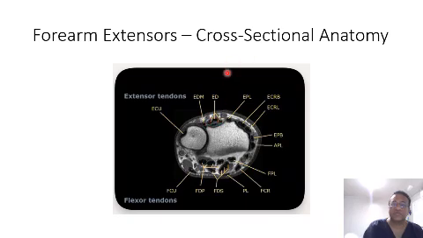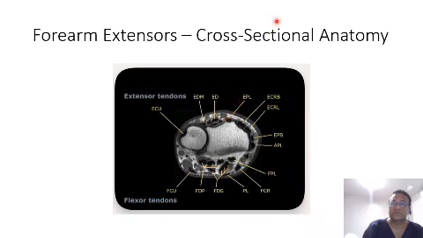After that you will see extensor pollicis longus. It curves obliquely across the wrist, forming the medial border of the anatomical snuffbox, clinically relevant in scaphoid fractures. So here we see extensor pollicis longus.